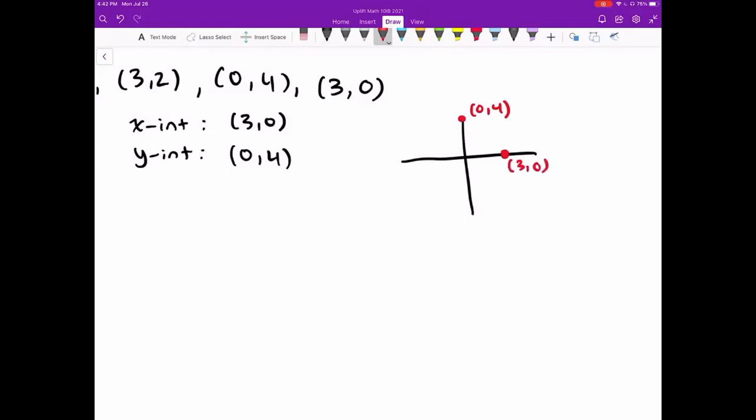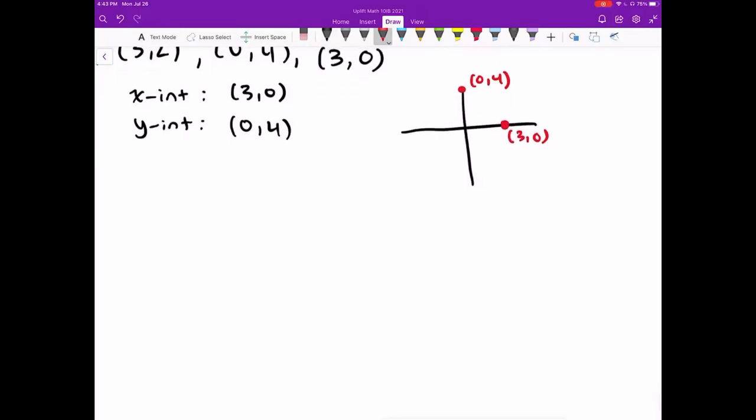Yeah, so it's kind of confusing, but you kind of think of the opposite coordinate. So when you think of x-intercept, you're looking for the y value to be 0. Oh, yeah, that's a good way to put it. So the x-intercept is when the y coordinate is 0, and the y-intercept is when the x-coordinate is 0.